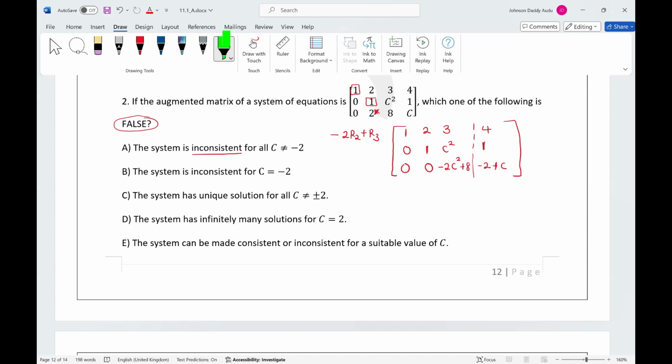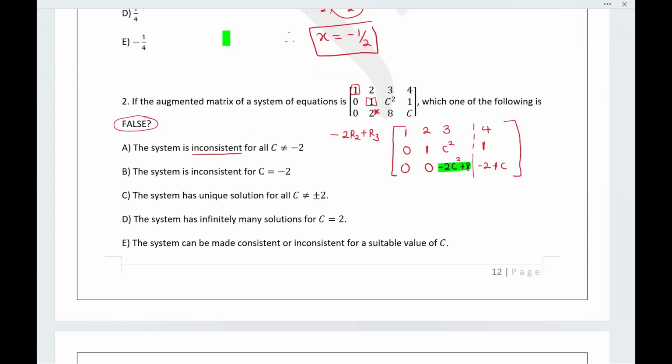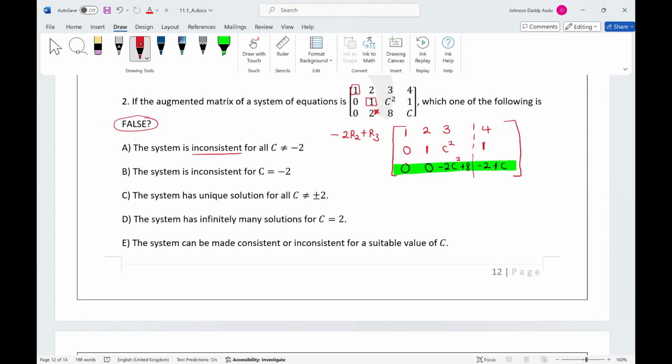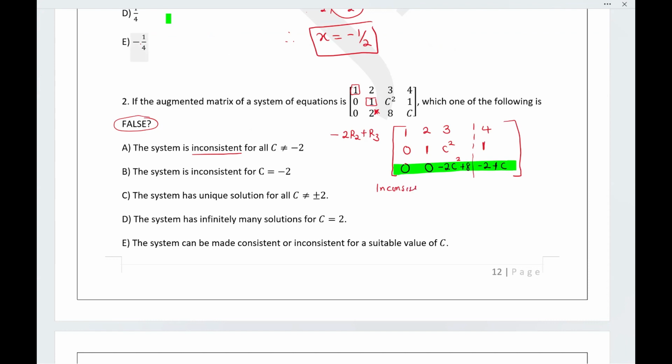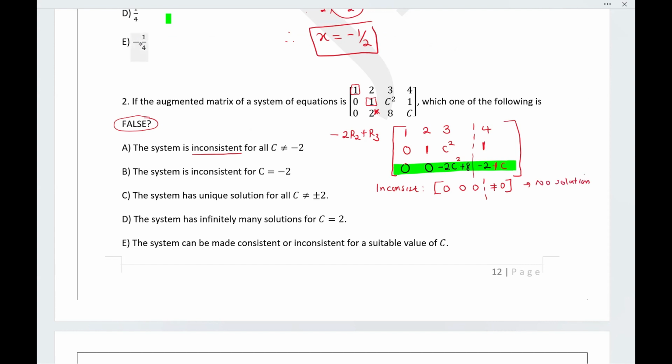So inconsistency means this is our last row, right? So we take note of this last row. If we want inconsistency, and remember, what is inconsistency? It means there is no solution. For inconsistency, you want 0, 0 everywhere, but here you don't want it to be 0. So let's start with that. This is inconsistent. Remember, inconsistent means there is no solution, right? So we will see whether it is true.